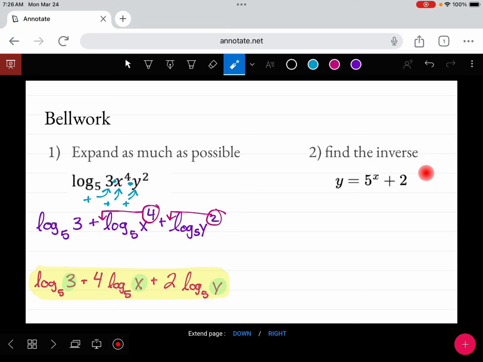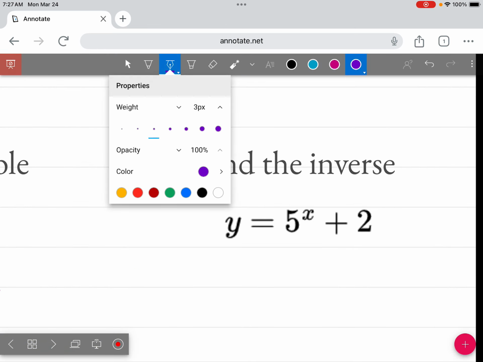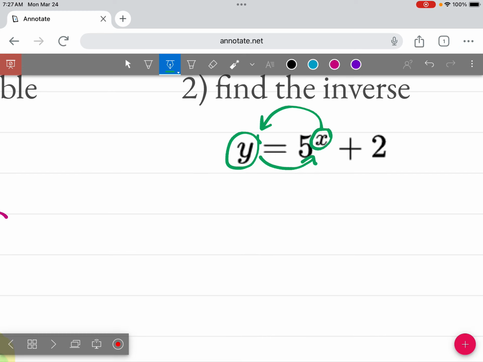All right, this one's a little tricky, but we can do it. If we are asked to find the inverse, what does that mean we do? How do we find the inverse of something? Change the y for x and the x for y. So we're going to find our letter x, we're going to find our letter y, and we are going to make them change places. So to make the inverse, we make this be x equals 5 to the y plus 2.